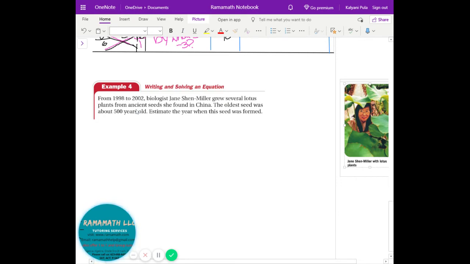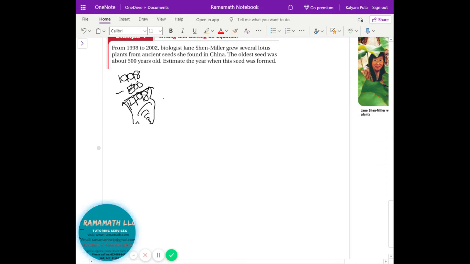Now, when you're looking into word problems, they're real. That's the reason we call these application problems. From 1998 to 2002, biologist Jane Shane, she's the one right here in this picture. She's from China, and she found a seed from China which is 500 years old, almost 6 to 7 generations. She found that plant. That's really surprising.